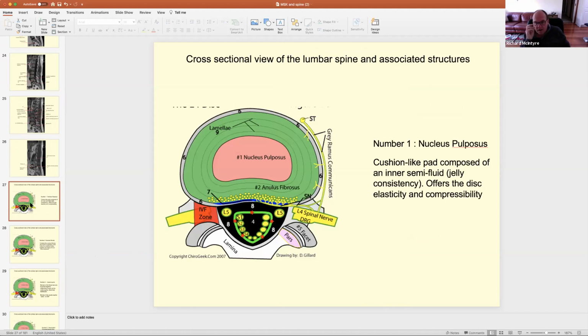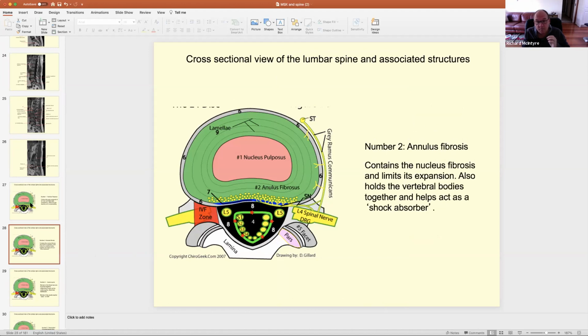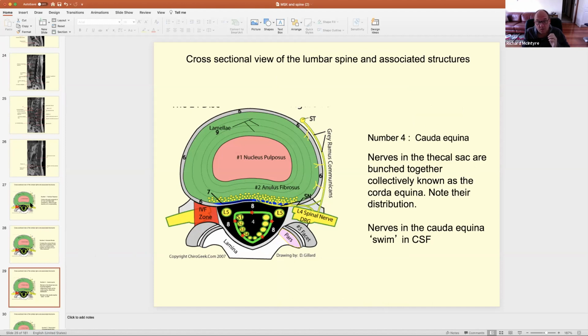This is just a diagram to remind you of the different structures in and around the spinal cord. Okay, so one is the nucleus pulposus. I've mentioned annulus fibrosus around the disc. We've got the cauda equina. Okay, so we've got the thecal sac. And we've got the cauda equina inside the thecal sac. And we know that that swims in CSF. So we know the CSF is in that thecal sac.